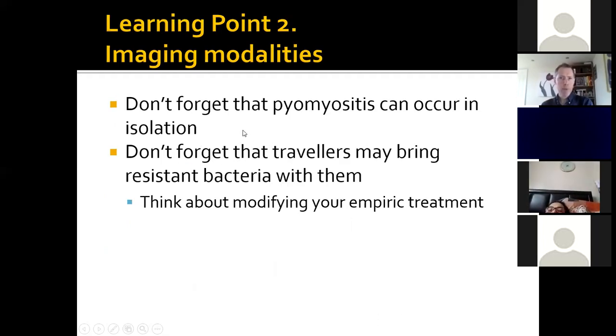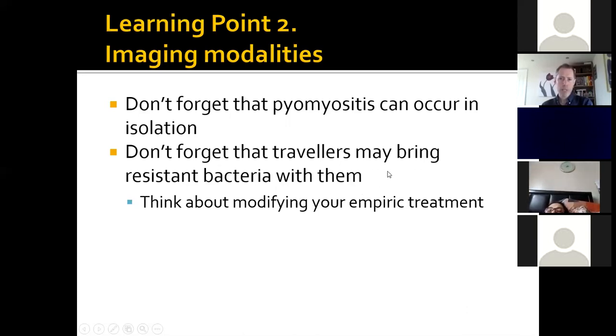Don't forget that pyomyositis can occur in isolation. It doesn't have to coexist with bone and joint involvement, and so the negative ultrasounds and X-ray don't rule it out. And another important point from this case is, don't forget that travellers may bring resistant bacteria with them.